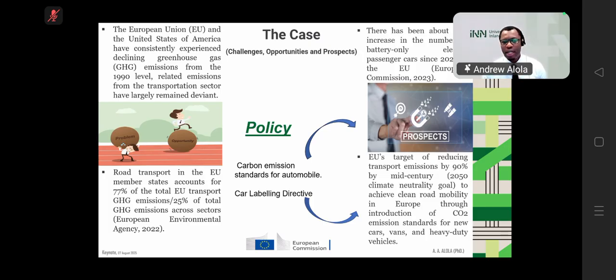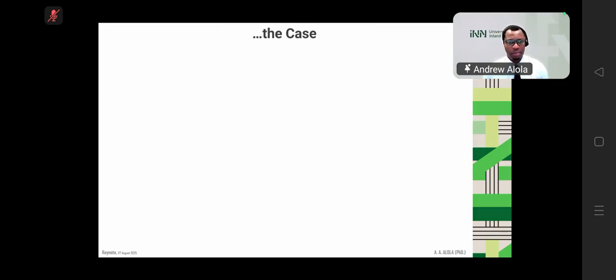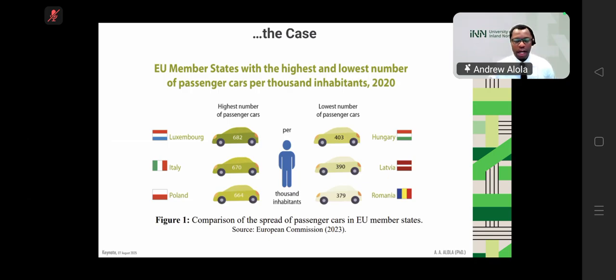One of that is carbon emission standard of automobiles, car labeling. So if some of those policy measures are able to yield fruitful results, then some of these targets won't be far-fetched from this part of the world.